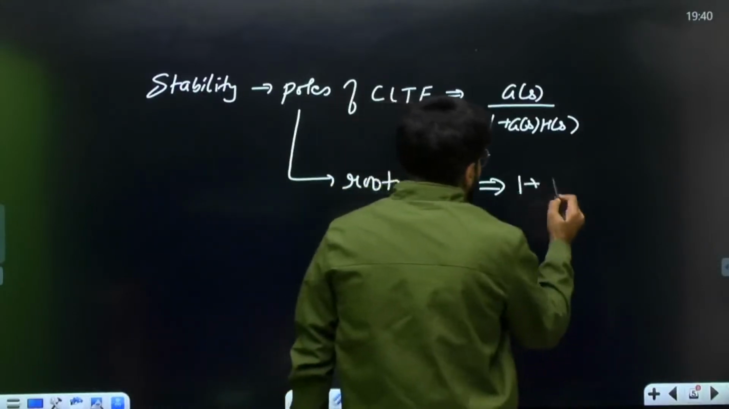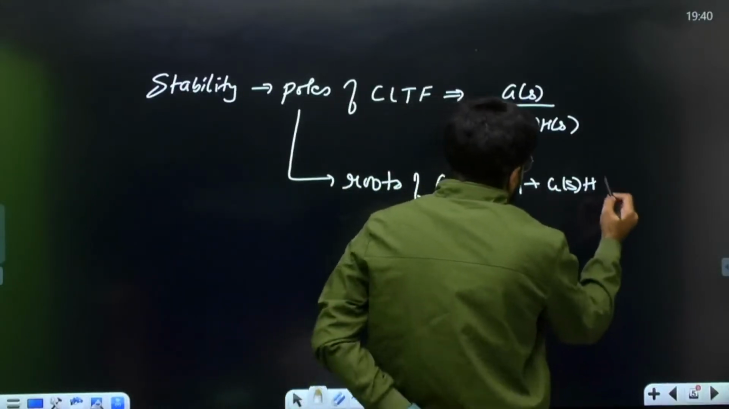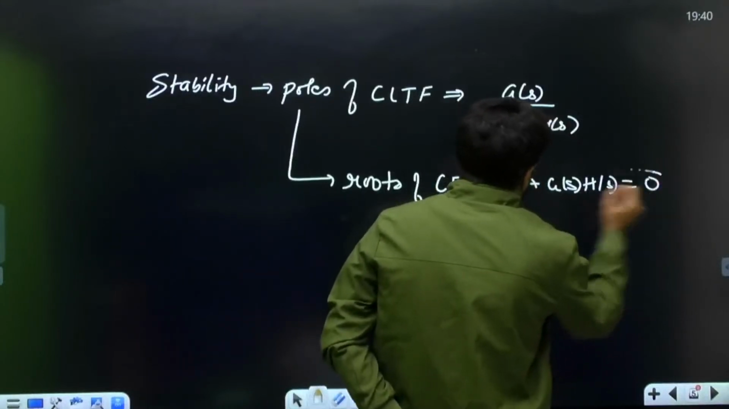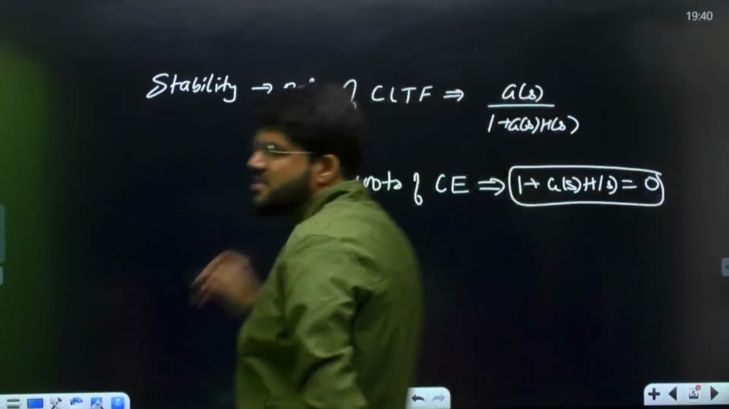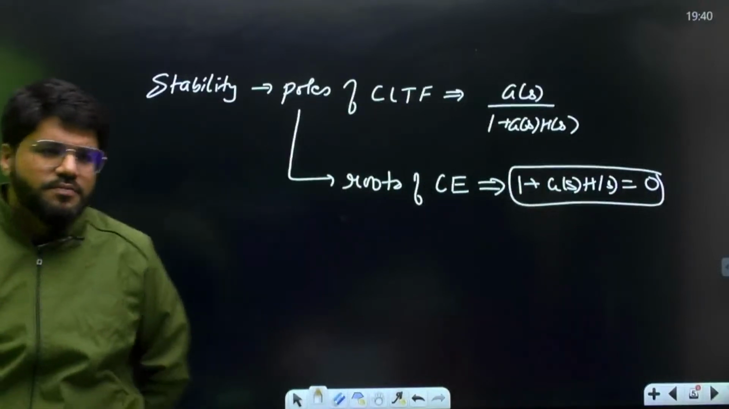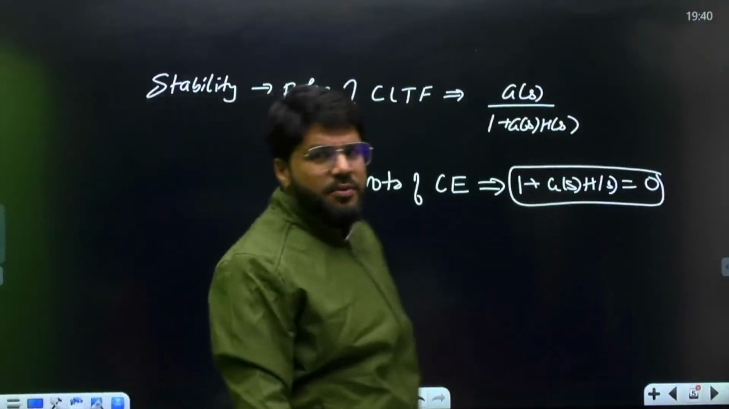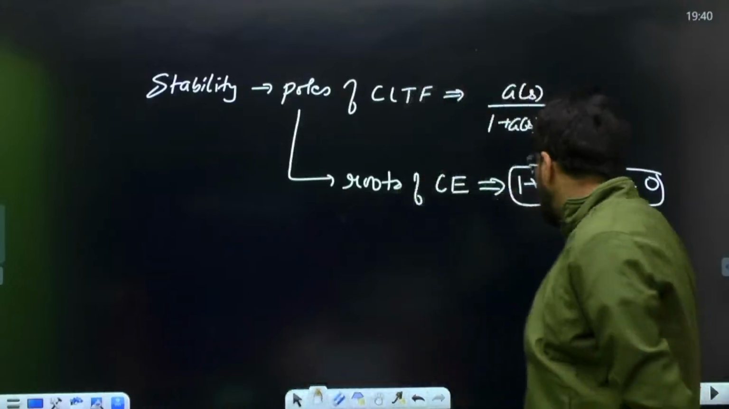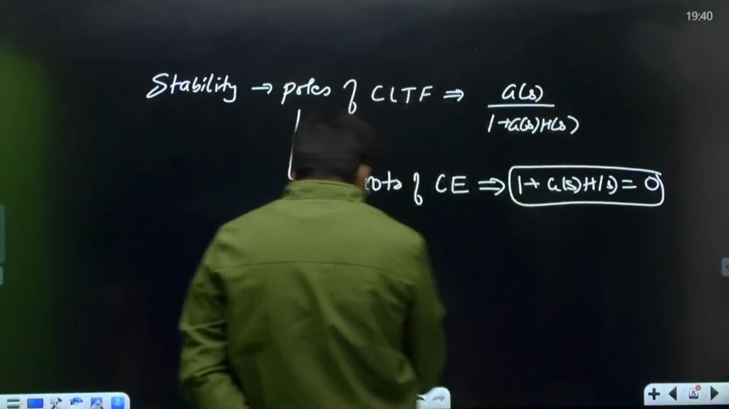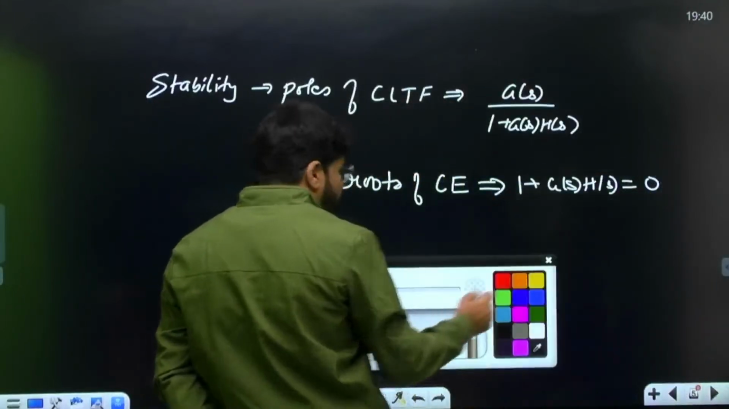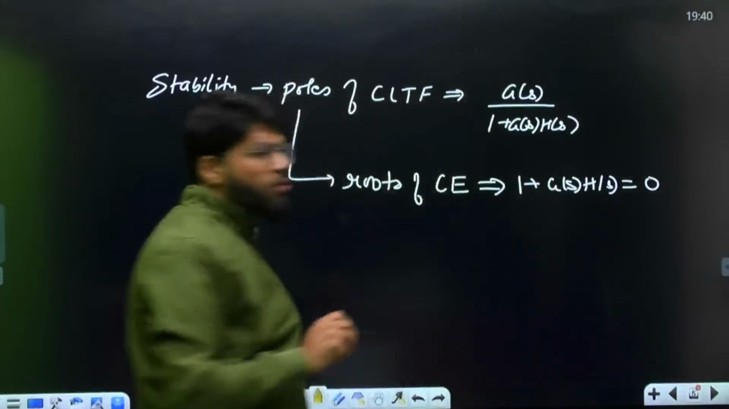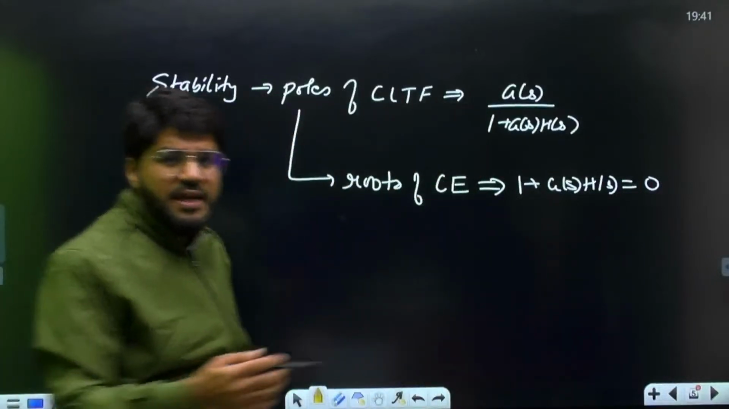What is the characteristic equation of any control system? The characteristic equation of any control system is represented as 1 plus G(s)H(s) equal to 0. If I want to talk about the nature of the roots of the characteristic equation, that only will decide stability.